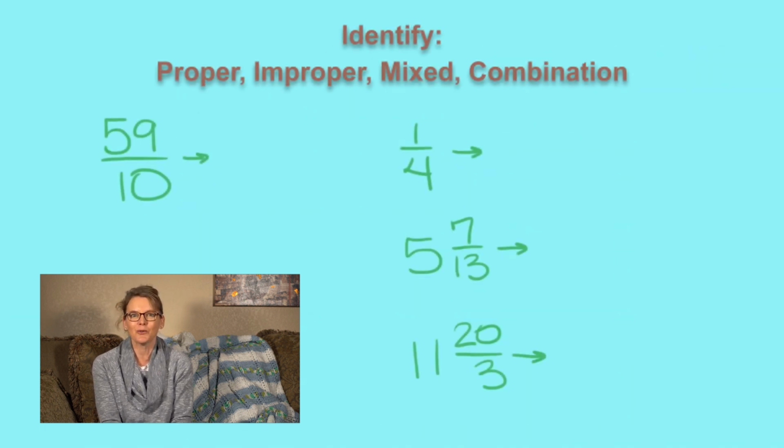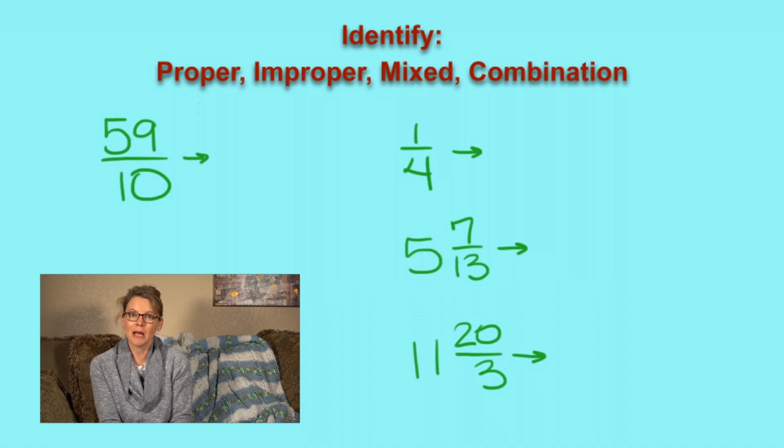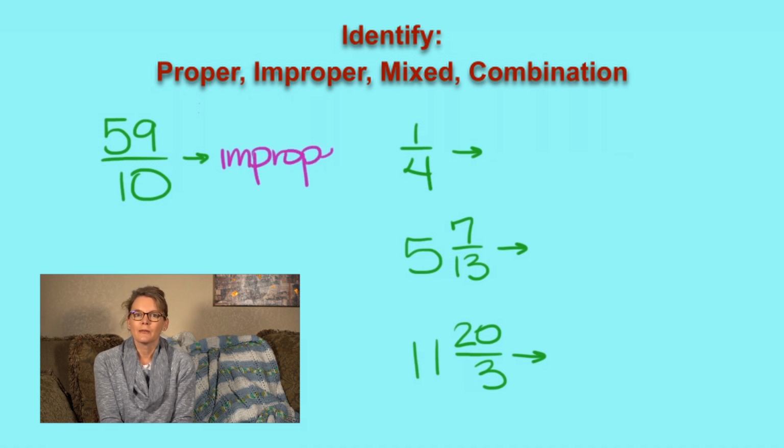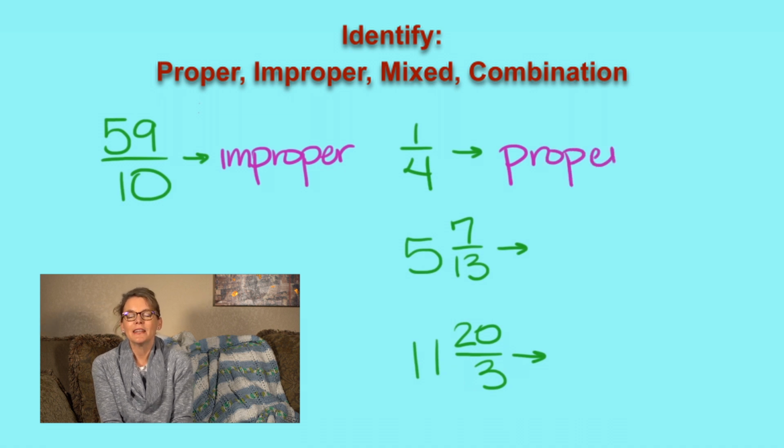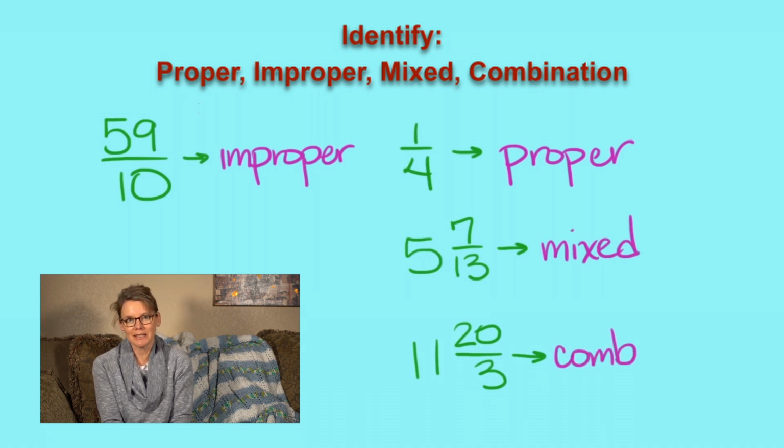So let's practice what you've learned. First, let's identify the mixed numbers, improper fractions, and combinations in this list. 59/10 is improper. 1/4, this one's fine, just proper. 5 7/13 is a mixed number. And 11 20/3, it's one of those combination mixed and improper fractions.